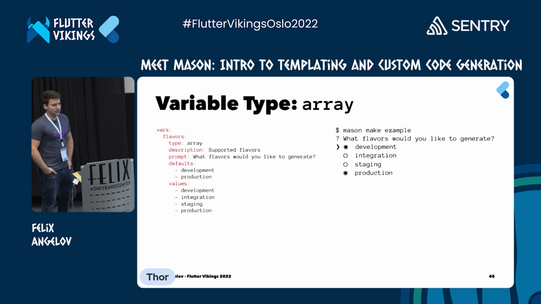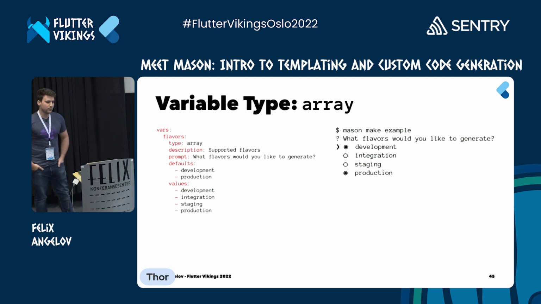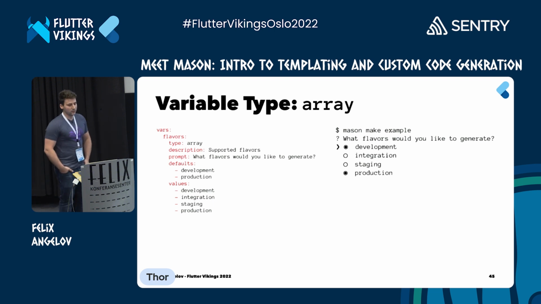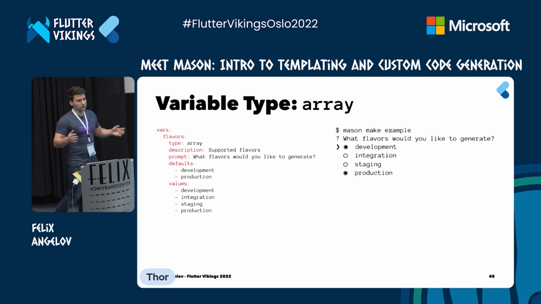Slightly more complex is the variable type of array. A common thing is having flavors in applications, especially if it's a mobile app. Maybe you have a variable that prompts the user for what flavors you want the app to support. So you can, again, specify a description and a prompt. But variables of type array have defaults. In this case, maybe you always want to default to having a development and production flavor. And then you can specify the total set of values that a user can select from.